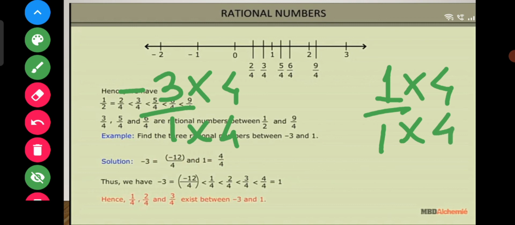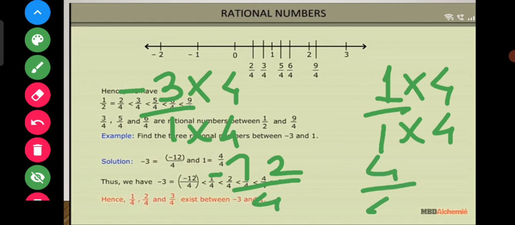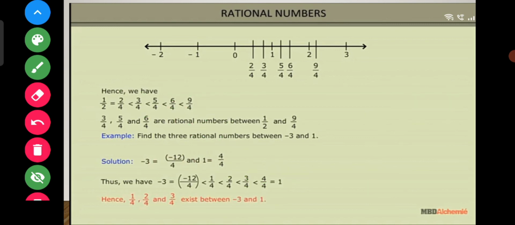So we are going to get -12 upon 4 here, and here is 4 upon 4. As you can see, between -12 upon 4 and 4 upon 4, there exist so many rational numbers. So any 3 we will write here. This way we have inserted three rational numbers between -3 and 1.